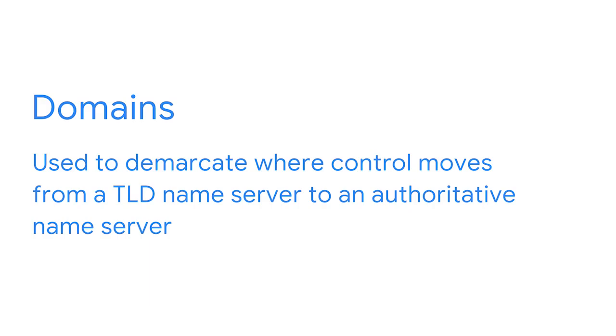A domain is the name commonly used to refer to the second part of a domain name, which would be Google in our example. Domains are used to demarcate where control moves from a TLD name server to an authoritative name server. This is typically under the control of an independent organization or someone outside of ICANN.